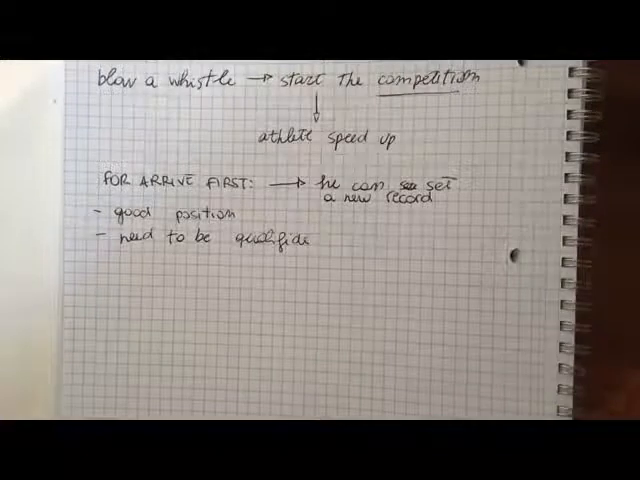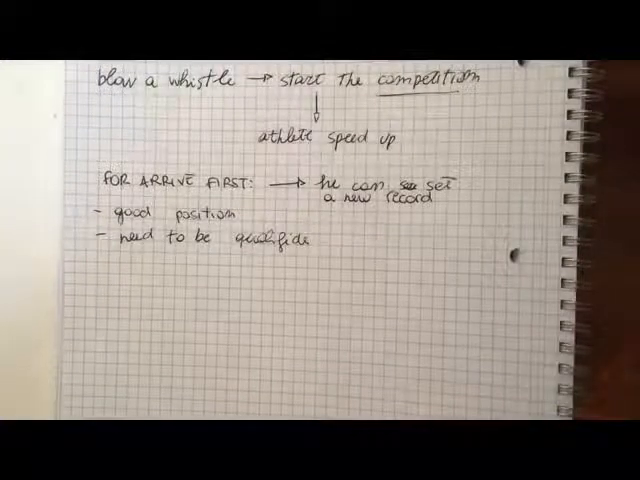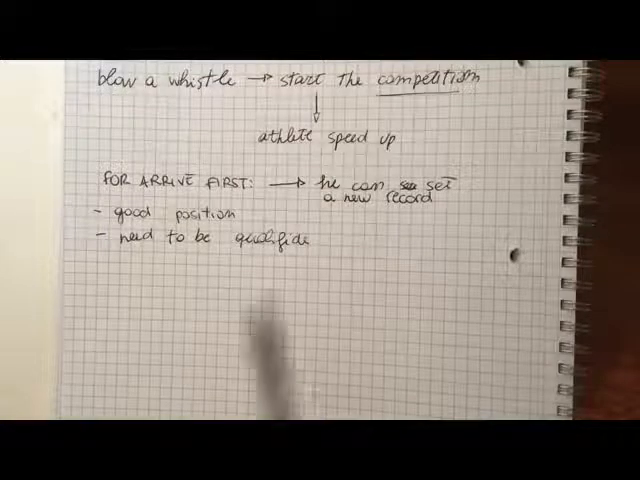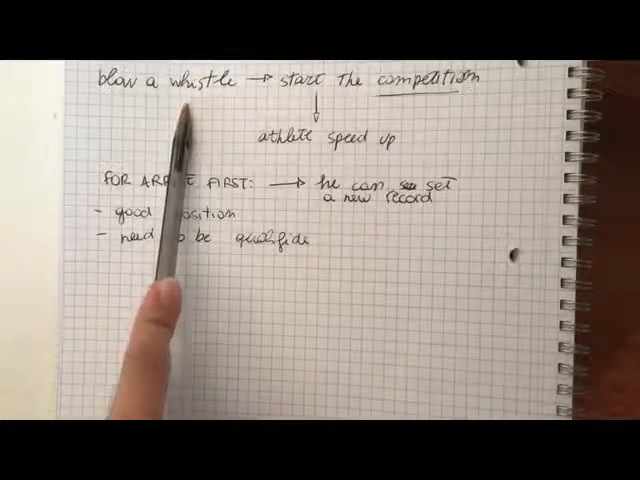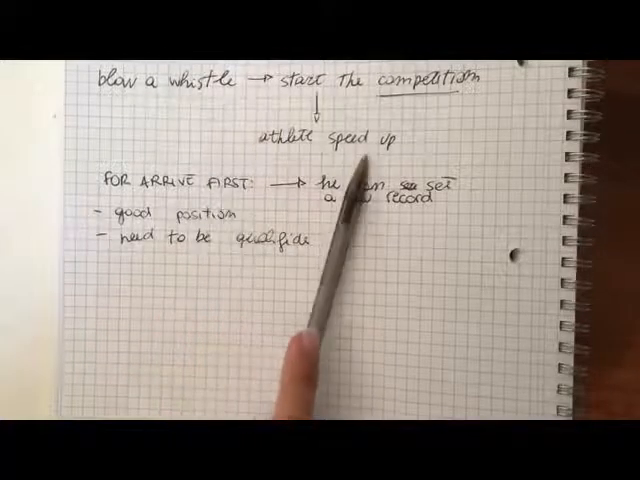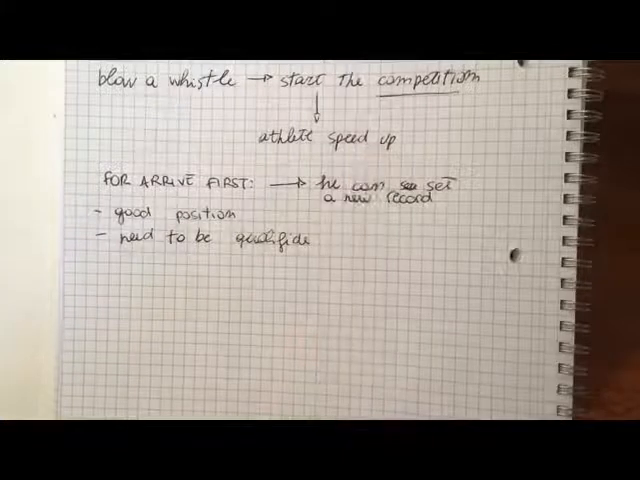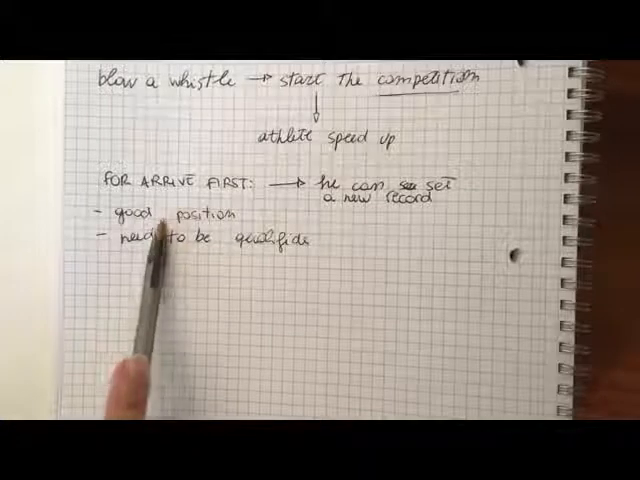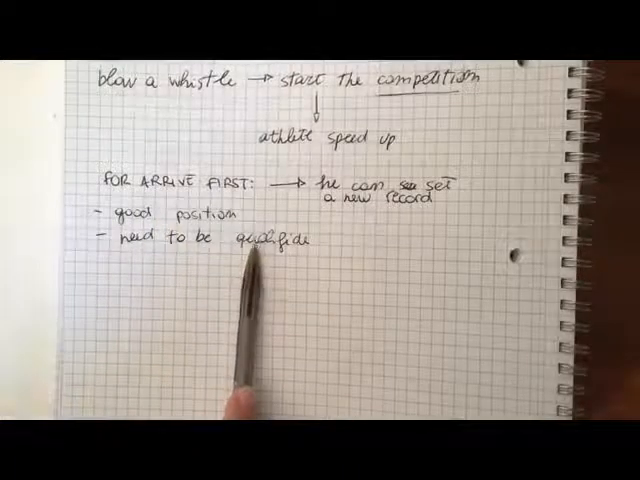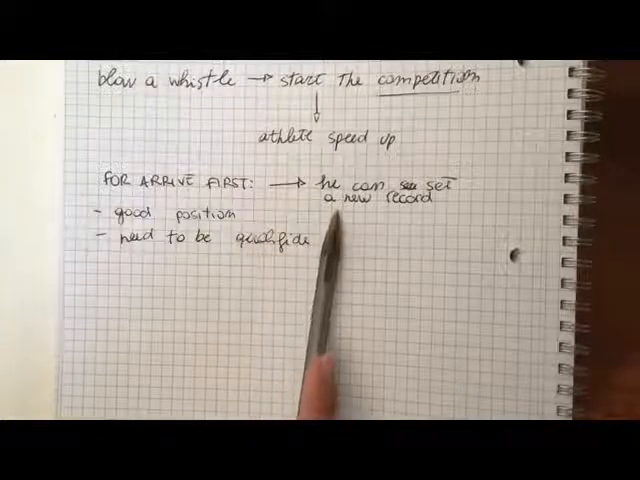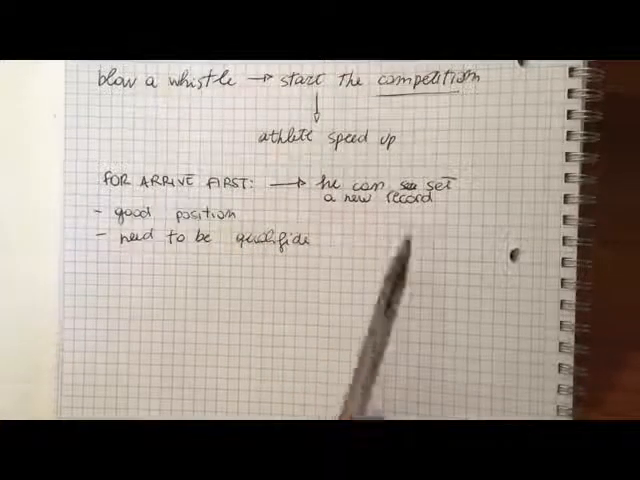To do a better job. We don't finish yet. It's important for you to understand some words that refer to a competition. Competitions start with a blow of a whistle, and when an athlete hears that, they start and speed up. But an athlete, for becoming first, needs to have a good position and needs to be qualified for that. If he wins the competition, he can set a new record.